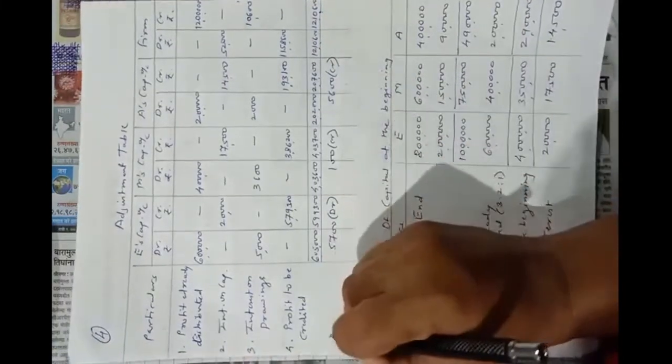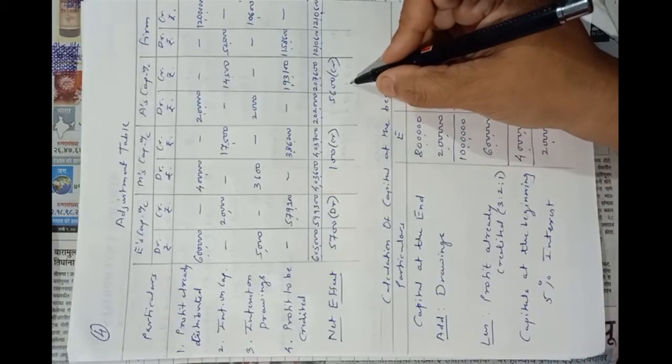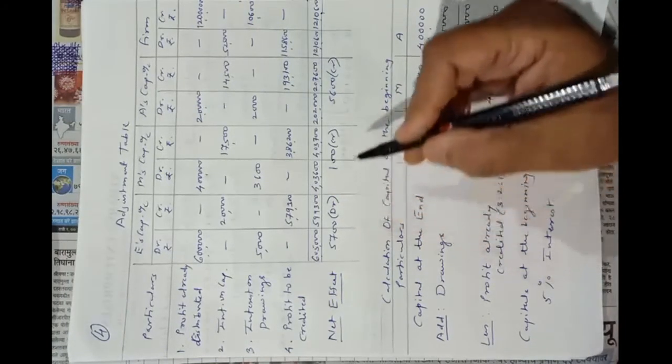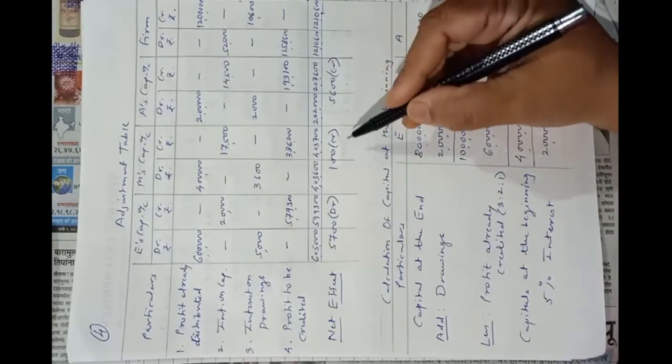Okay, this is the net effect. According to this we have to pass the journal entry. E's account will be debited by rupees 5,700 and these two partners' accounts will be credited by rupees 100 and 5,600 respectively. So let's pass the journal entry now.